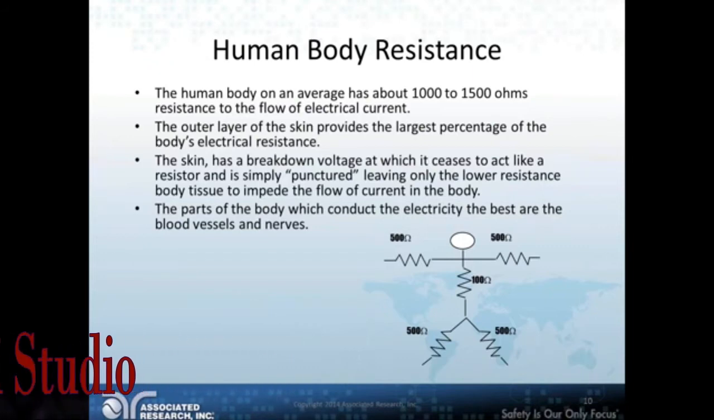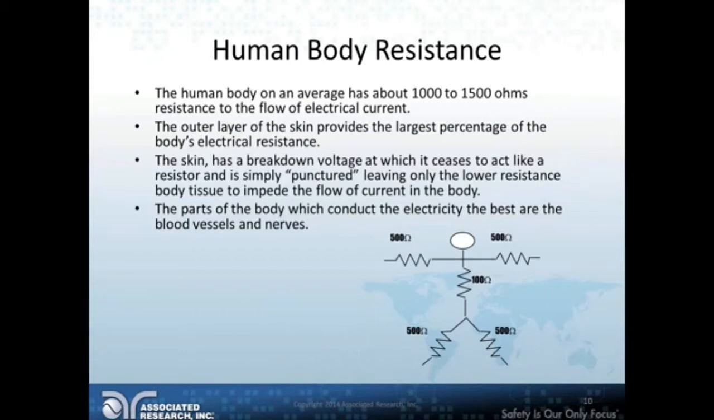So the outer layer, or your skin basically, provides the largest percentage of the body's electrical resistance. It's a barrier. It's helping you. It's keeping you from being exposed internally to this type of current. But like anything else, skin has a breakdown voltage. And as I mentioned previously, you're talking about 600 volts, at which it ceases to act like a resistor and is simply punctured, just like insulation.